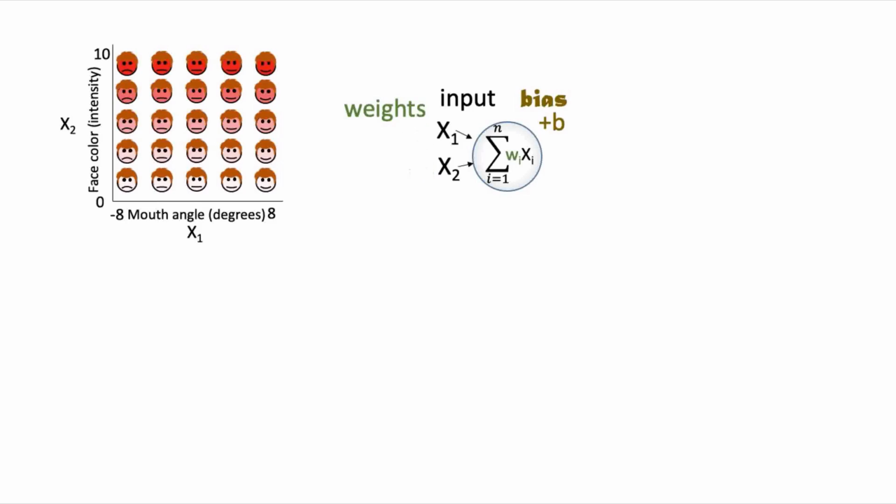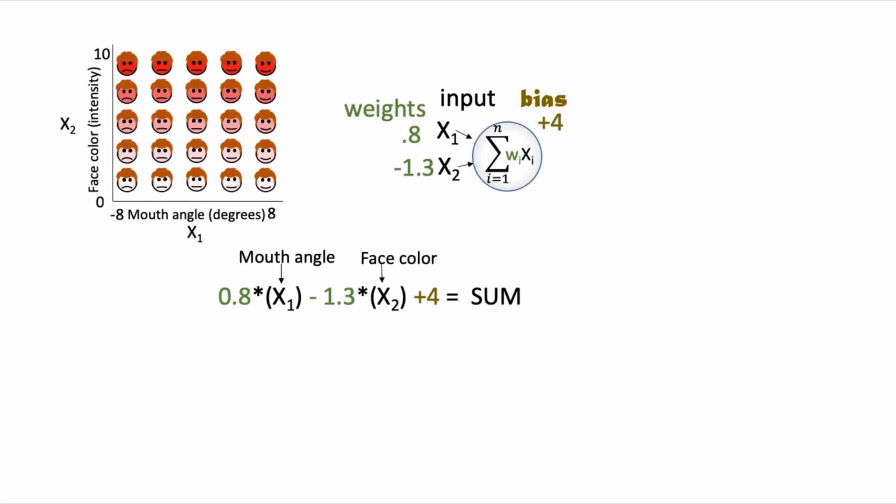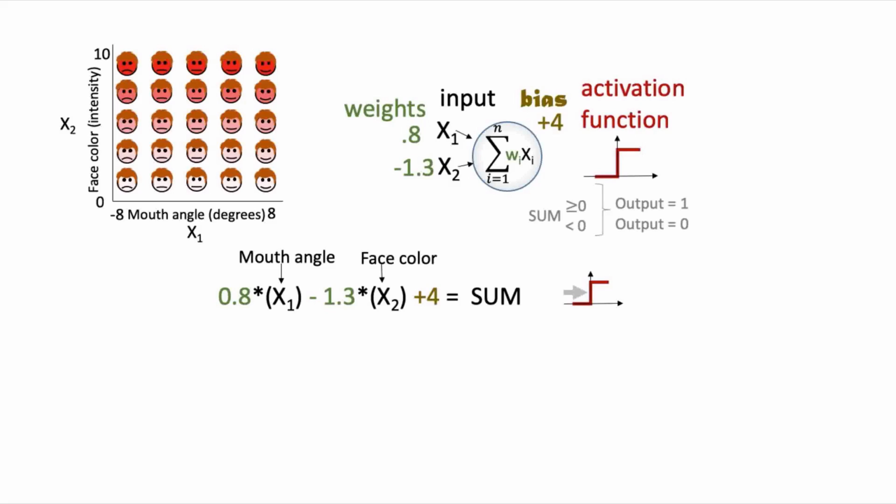The model finds that the first weight, W1, should be 0.8, and then the second weight, W2, should be negative 1.3. This means that when receiving the inputs, the model should weight the value of the mouth angle by 0.8 and weight the value of the face color with negative 1.3 and then sum them together. Here the perceptron learned the bias should be 4. So the sum is going to be the weighted inputs plus the bias, and then that's going to be fed through the activation function to produce an output.